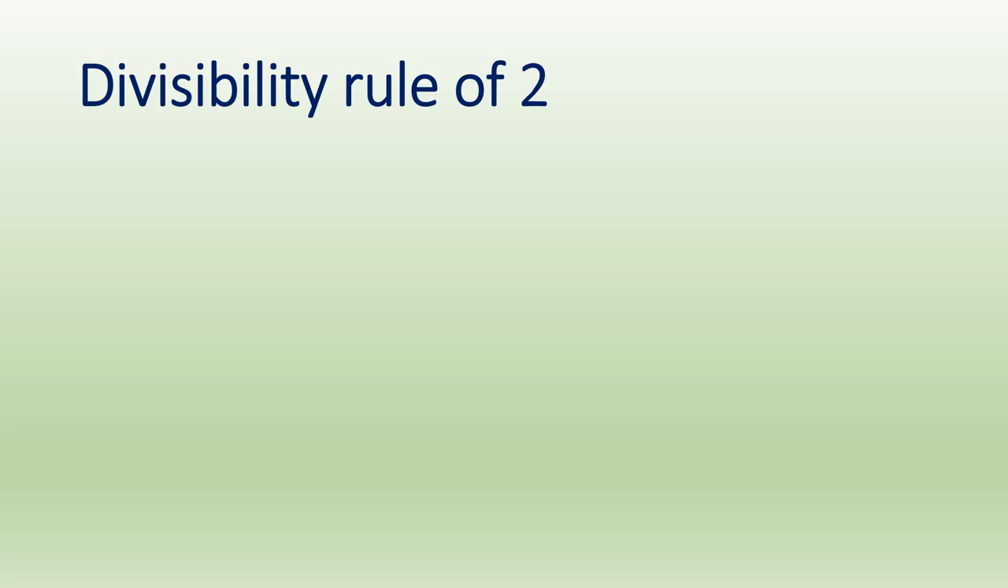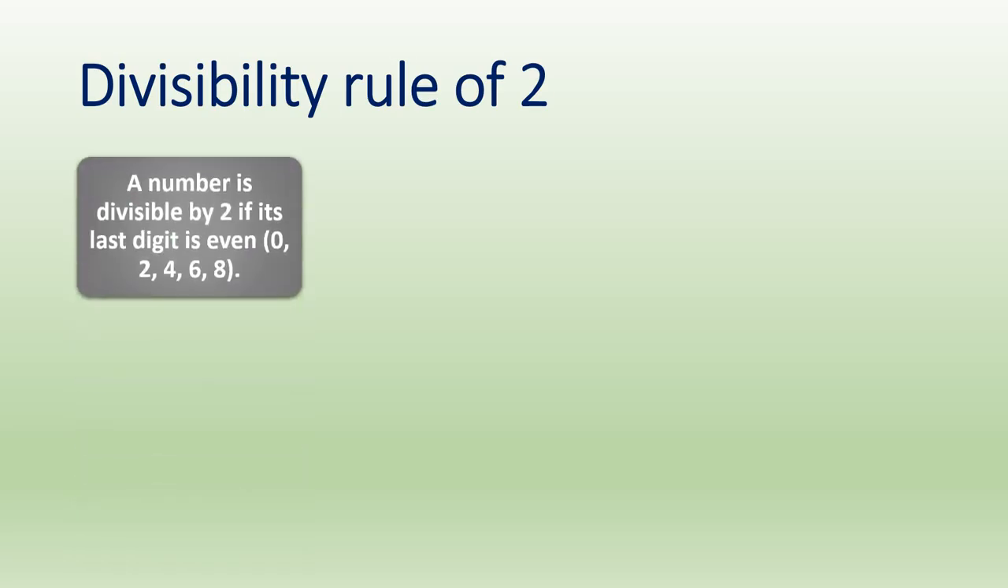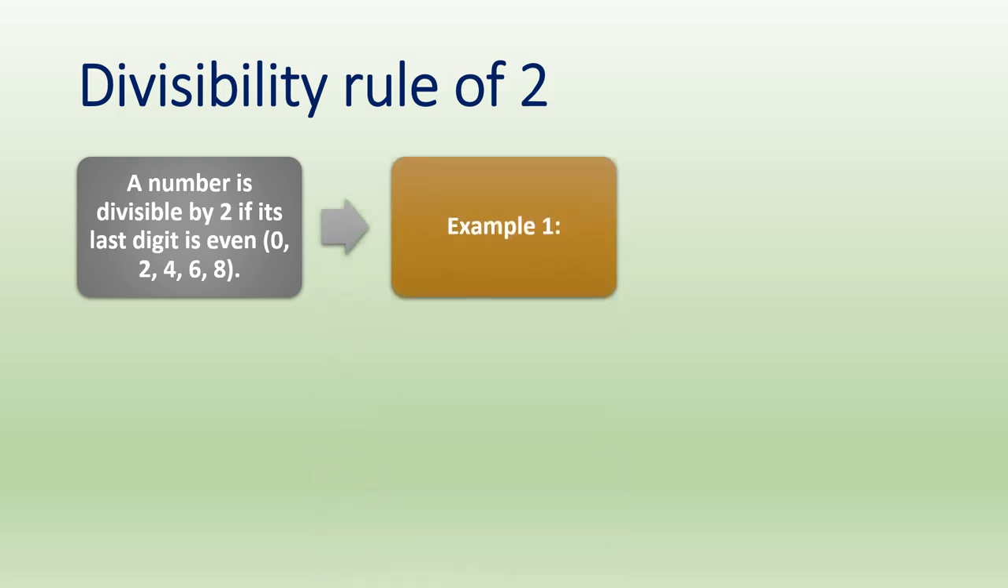See the divisibility rule of 2. The divisibility rule of 2 says that a number is divisible by 2 if its last digit is an even number. That is 0, 2, 4, 6, 8. Any number that ends with an even number, that is 0, 2, 4, 6, 8, is divisible by 2. Let us check with certain examples.